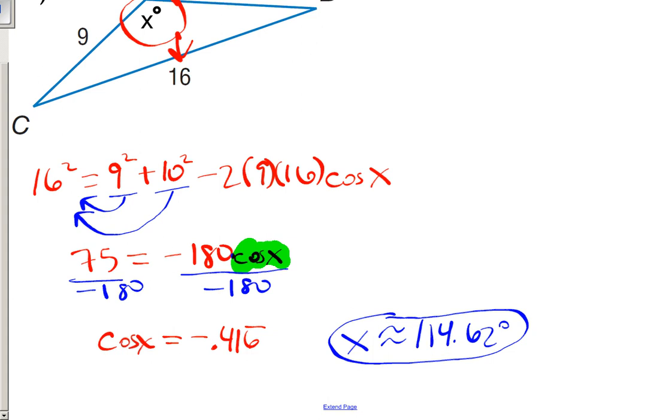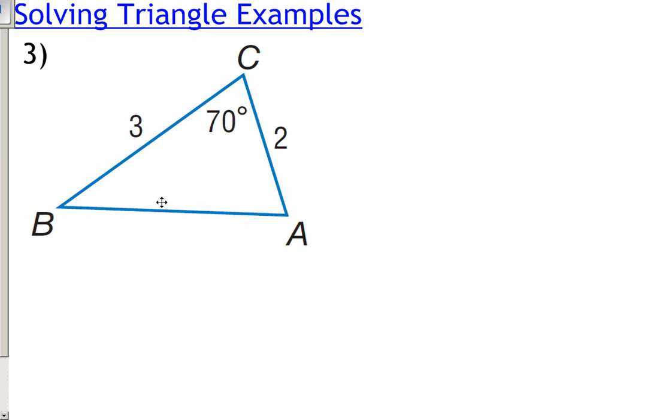Okay, let's move on to another example here. This is a solving triangle example. Remember, solving a triangle just means get all the sides, get all the angles. So in this case, this is obviously not a right triangle, and if we try law of sines, we only have one angle, but we don't have a side to go with it. So we don't have an angle and a side across from it, so we can't use law of sines.